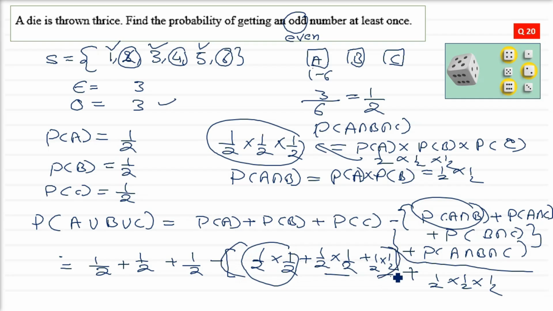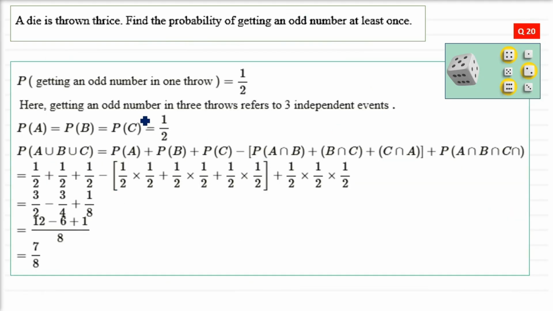Half is the probability of getting an odd number. So when you compute this, it will come up as 7 by 8. So this is how we are going to go about it. The most important is this formula or the equation which we have discussed when we were discussing the theory.